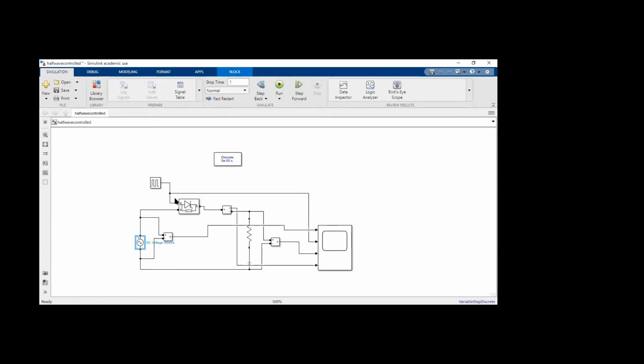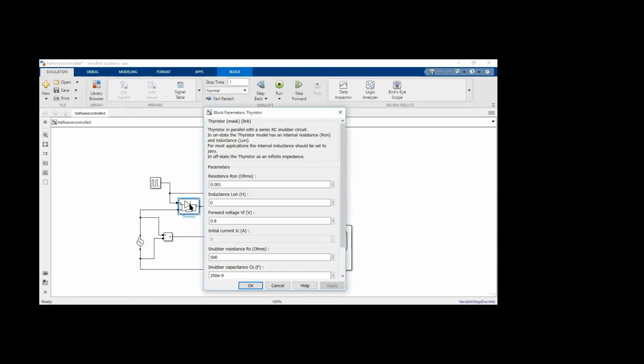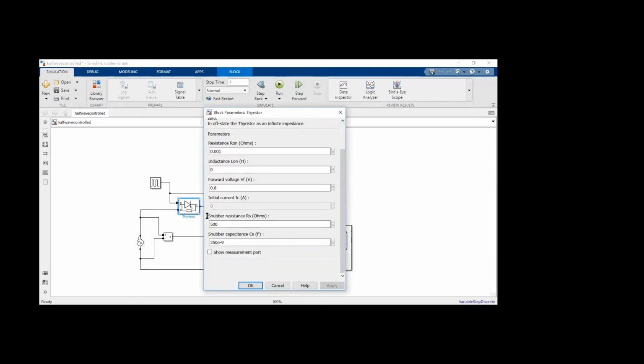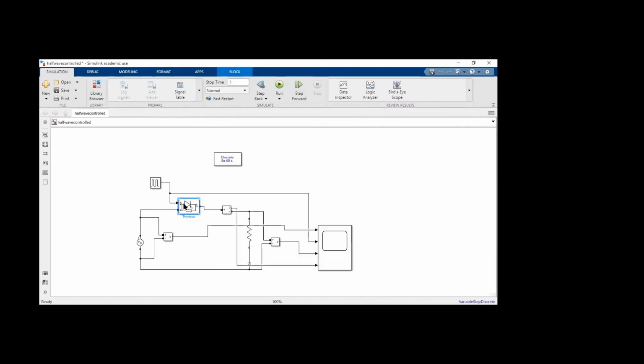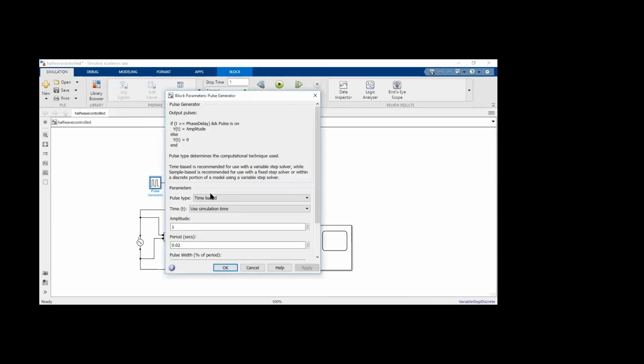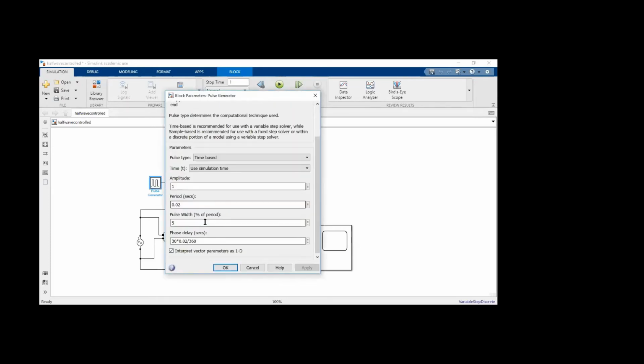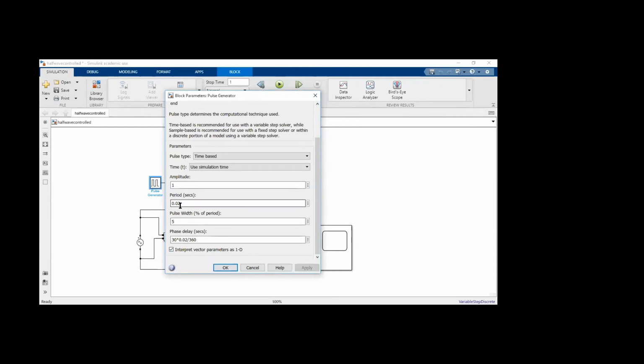Actually, when I consider a thyristor, I need to give a firing angle. To the thyristor, actually the show measurement port will be there, and I have removed that show measurement port. Then to this gate, I have considered a pulse generator. In the pulse generator, if you observe, the amplitude is 1, the period is 2 seconds, the pulse width is 5, and the phase delay I have considered is 30 into, how to convert it into seconds, you might be knowing. So 0.02 seconds I have taken, 30 degrees I want. Then it should be considered as 30 into 0.02 by 360.